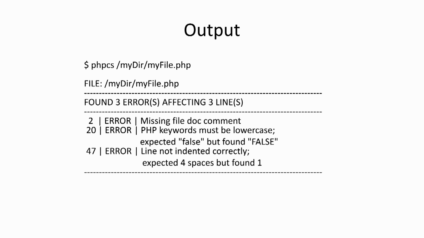So it's going to give you some output that looks like this. So you can see I ran it on a file. And with Code Sniffer, you can run it on a single file or an entire directory all at once. So very flexible in how you run it. And here you can see we're missing the file comment. PHP keywords must be lowercase, expected false, but found false. So it does give you a lot of information about what's wrong, what you need to change, and where to find it. So when you first start running this, you'll probably end up with a really long report. But as you get used to the standard, these reports become smaller and smaller.